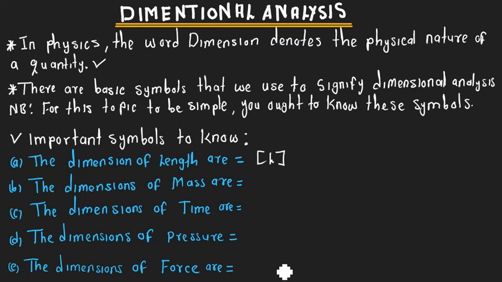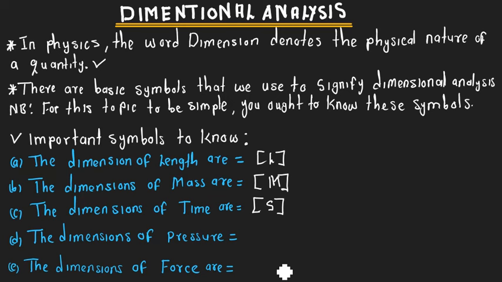What are the dimensions of mass? The dimensions of mass is simply big letter M, just like that. What are the dimensions of time? We know that time is measured in seconds. Henceforth, the dimensions of time will simply be T, like that. Even for period, the same concept holds.